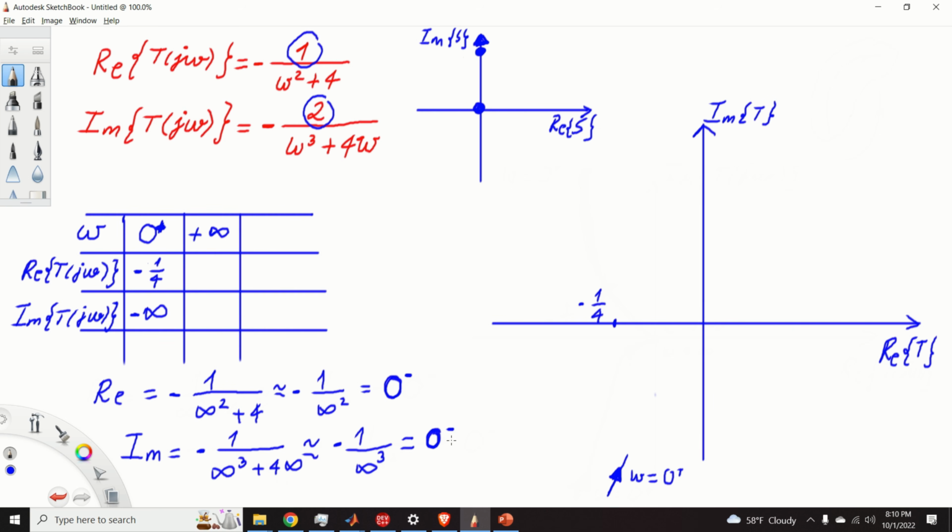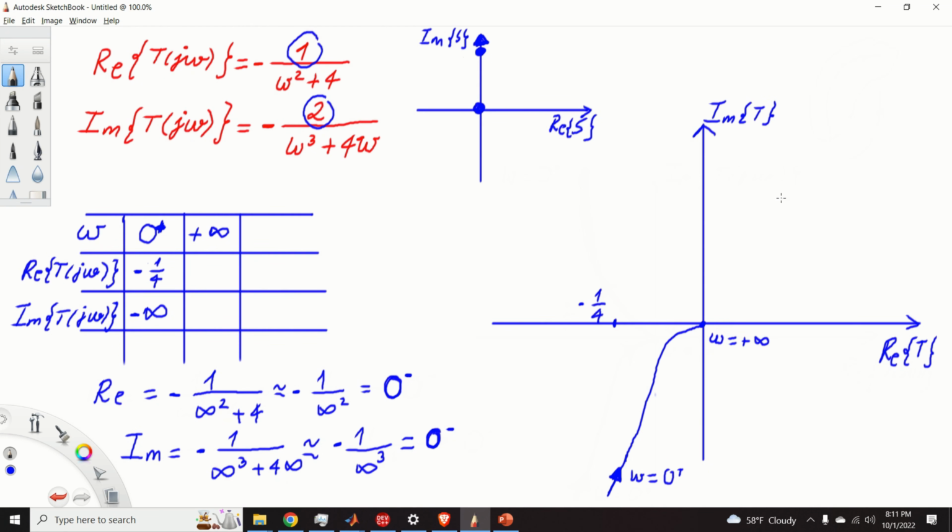So what do we see over here? We can see that when omega tends to plus infinity, both the real and imaginary parts of T of j omega tend to small negative numbers. So our graph will somehow look like this. And the value over here, that is the 0, will correspond to the point omega is equal to plus infinity.